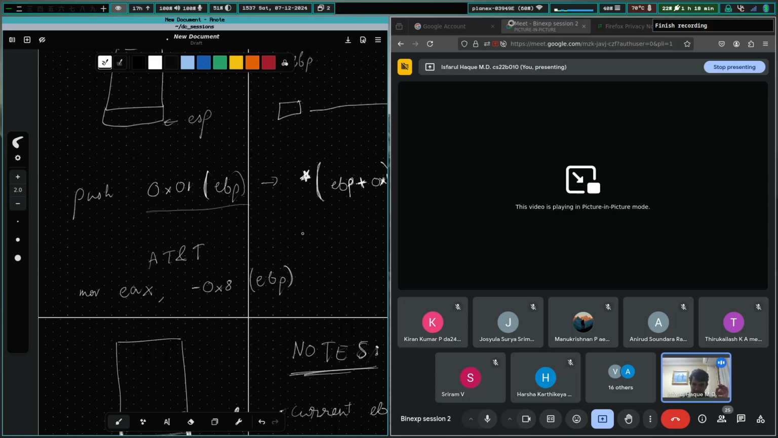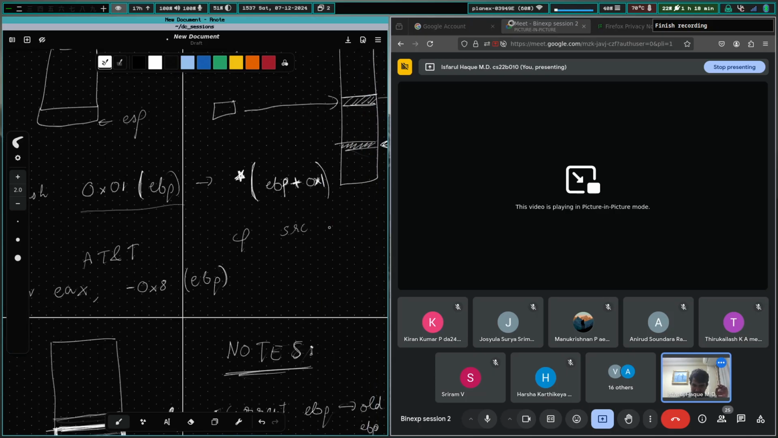This is like CP, SRC, DST. AT&T syntax works this way. I think you all are seeing Intel syntax. Yeah, so that is a confusion. Long story short, it doesn't matter. One value gets moved to the other. Right now, assume that EAX is getting moved to this, and I'm following this convention because this is simpler.